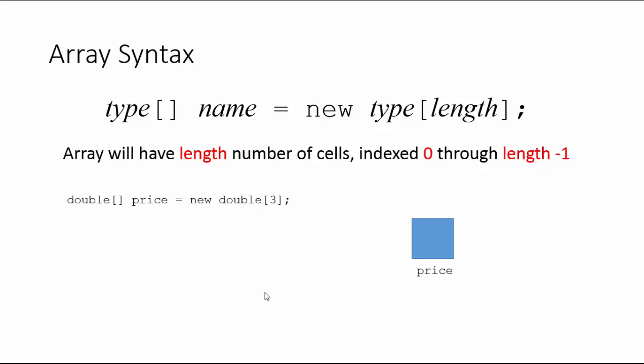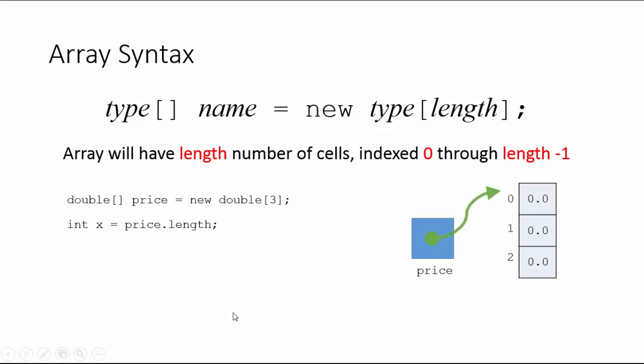Like we said, arrays are objects. Array objects contain only one instance variable, length, which stores the number of cells in the array. Array objects do not have any methods. Once an array is created, it cannot grow or shrink. This statement creates an array object reference variable named price of type double array. The array object of length 3 is created and the address is placed into price.